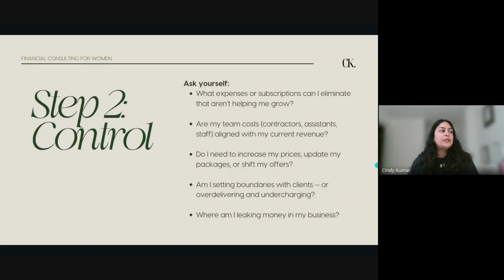Now, step 2 is control. This is really asking yourself, what can I change in my business that will generate more cash flow? The number 1 thing I see is, what expenses or subscriptions can I get rid of that aren't helping me grow? For example, for myself, I have yearly tax software subscriptions.